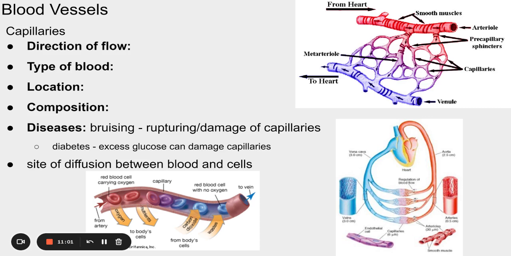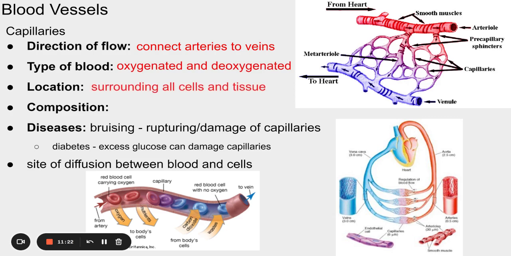And then in between the arteries and the veins are these networks of extremely tiny blood vessels called capillaries. These capillaries are so small that blood cells can only go through one at a time. That's how narrow they are. Okay? They connect the arteries to the veins. And this is where materials diffuse in and out of the blood in the capillaries.